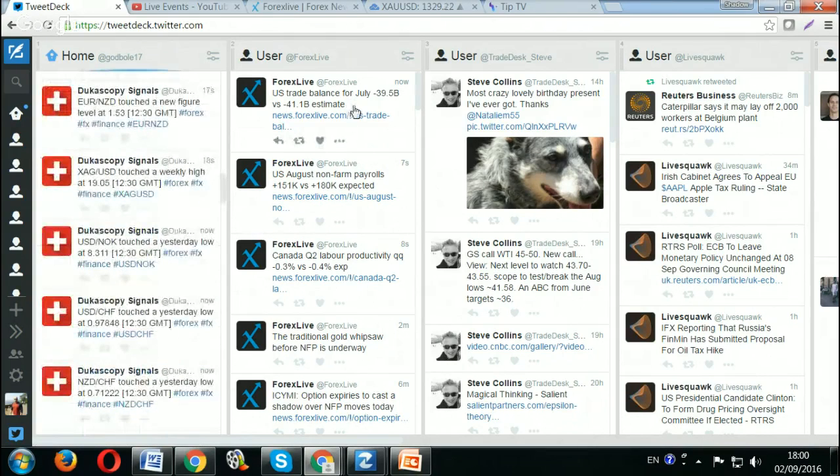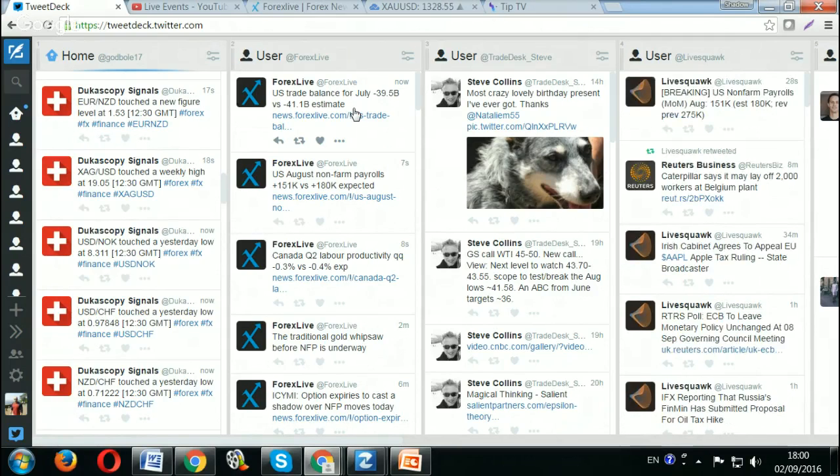You can also see the US trade balance for July coming in at $39.5 billion, which is slightly narrower than the estimate of $41.1 billion. As we can see, Live Square tweeting non-farm payrolls 151K, estimated 180K, and the previous, I guess, has been revised higher to 275K. So that takes away a little bit of heat.